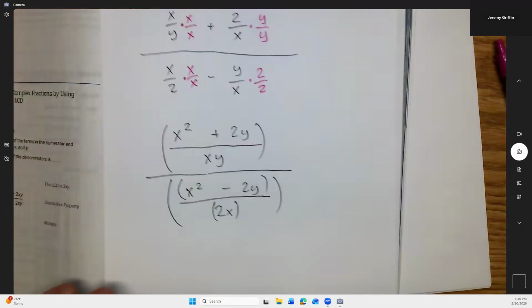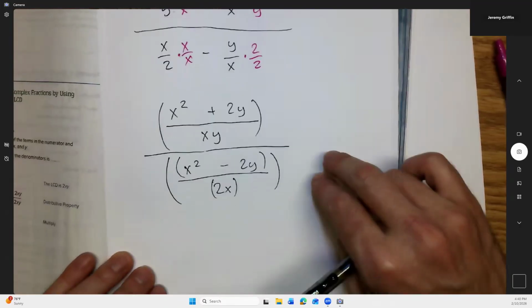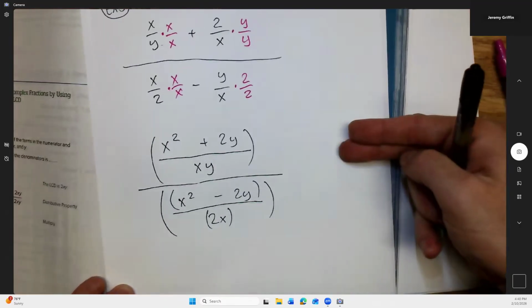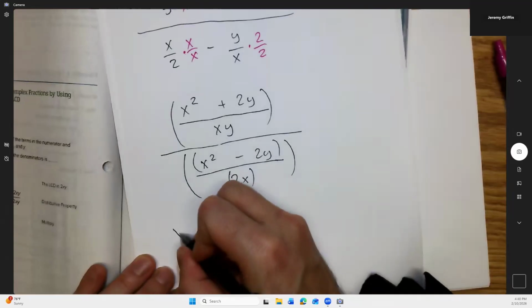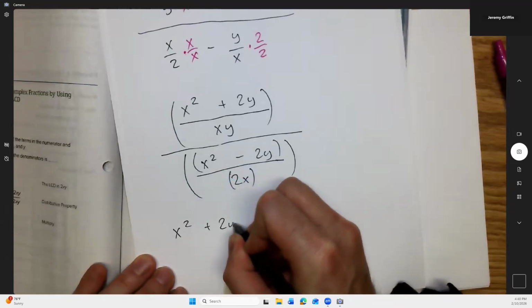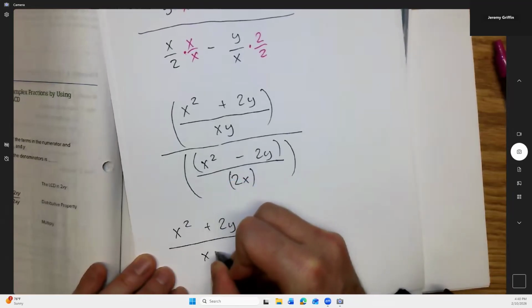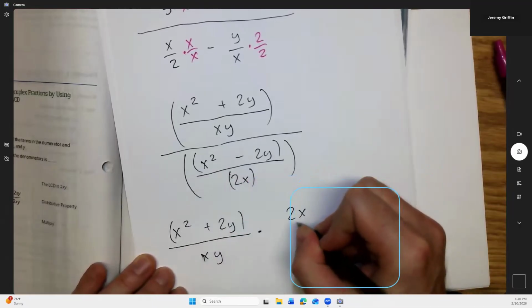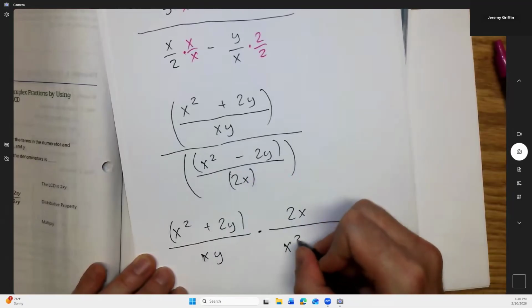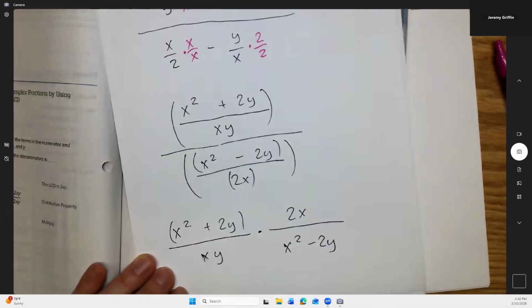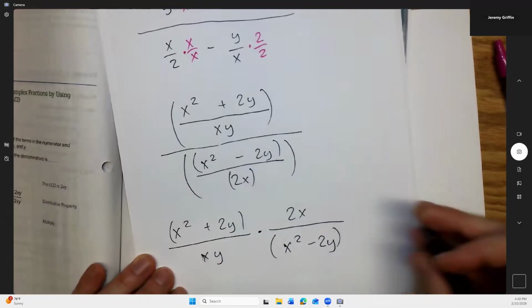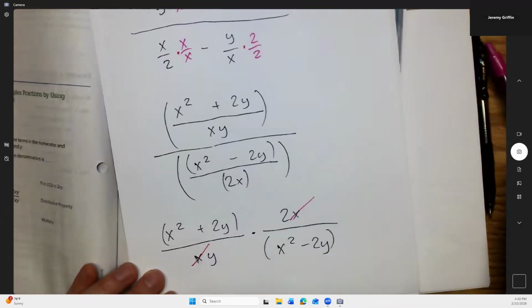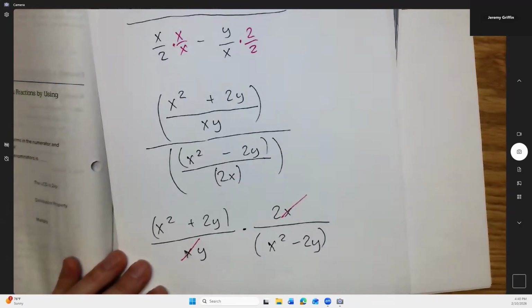Like that. Okay. Again, fraction over a fraction. So I can take this bottom fraction and flip and multiply it. That's it. So x squared plus 2y over xy multiplied by 2x over x squared minus 2y. Now I do see this x. It's going to go away. Okay. And I think that's all you can do.